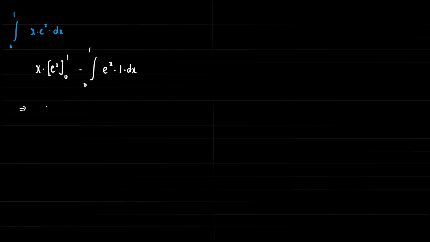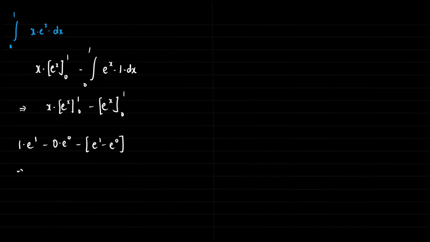So when I simplify this, I should be getting x multiplied by e raised to the power of x from 0 to 1. I will apply the limits, minus, again here e raised to the power of x from 0 to 1, because when I integrate e raised to the power of x, it stays e raised to the power of x. Now let me substitute the values of 1 and 0. I get 1 multiplied by e raised to the power of 1 minus 0 multiplied by e raised to the power of 0, minus e raised to the power of 1 minus e raised to the power of 0.